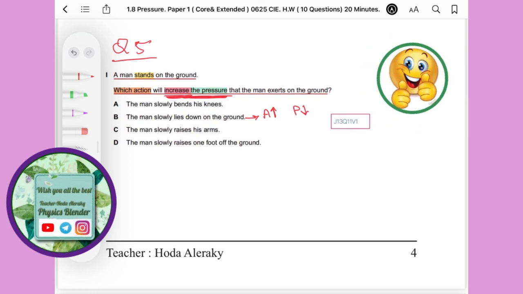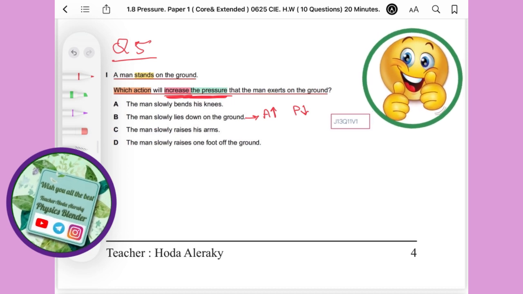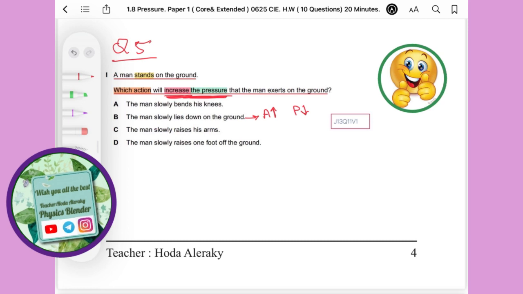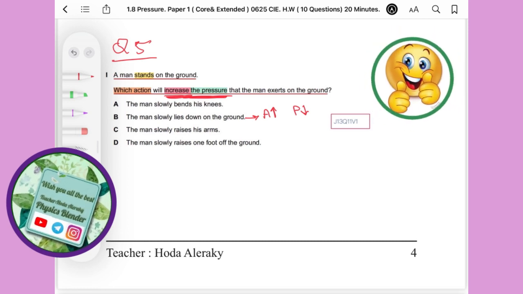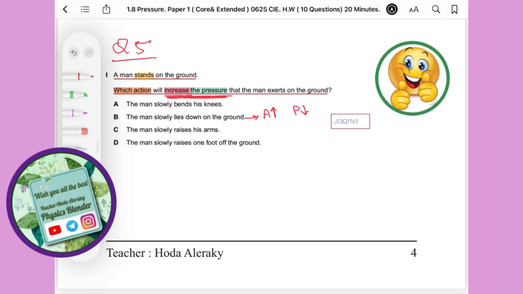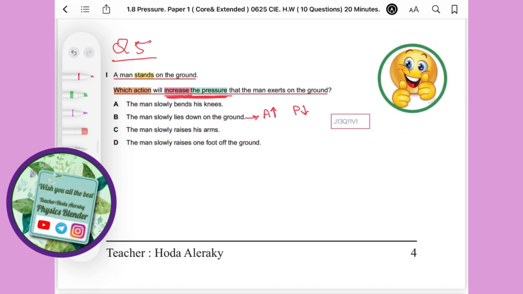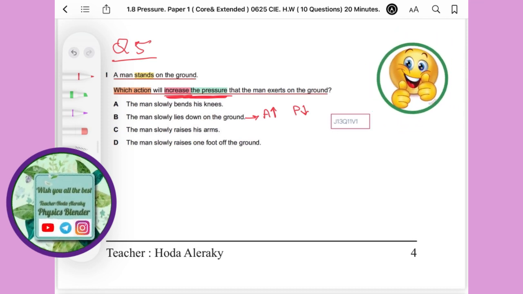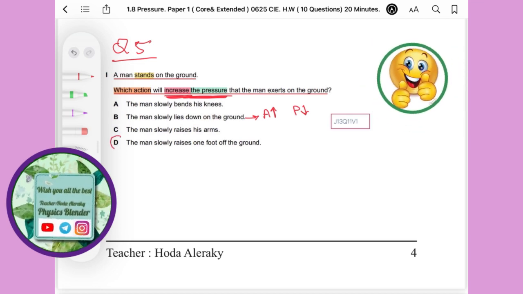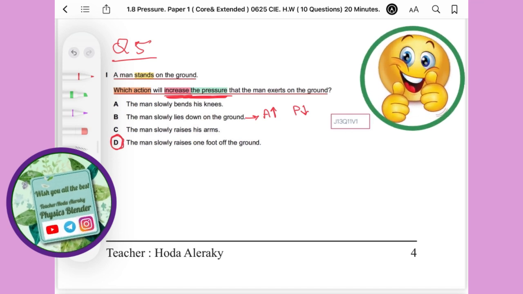Okay? The man slowly raises his arms. Irrelevant. This will not affect the pressure. The man slowly raises 1 foot off the ground. Yes, because here he decreases the contact area, the base area, the area in contact with the ground. Okay, so the correct answer for this one is D. And the force here is the weight of the man.